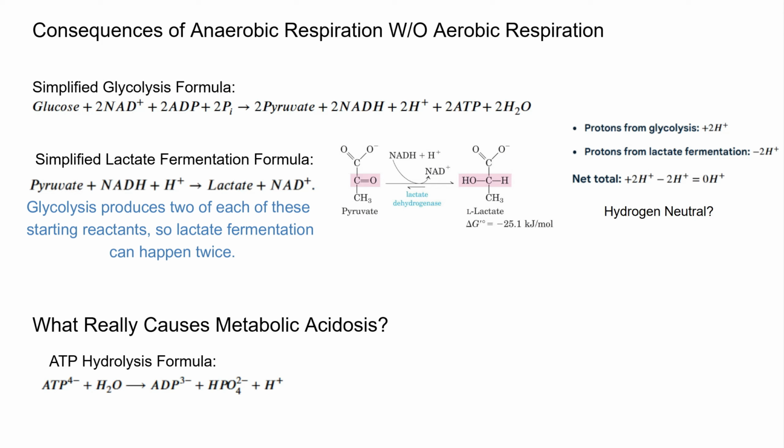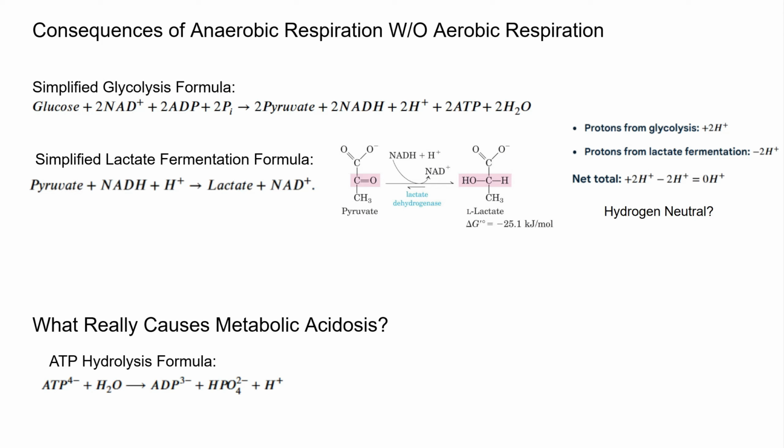Because this reaction should theoretically happen twice, thus recycling those hydrogens, this leads us to the currently accepted mechanism of hydrogen proton induced metabolic acidosis, which is ATP hydrolysis. The formula for that can be seen down on the bottom of the slide. As we can see here, the hydrogen proton is hanging out as a product of this reaction. So, what are we going to do with it? That is a question that anaerobic respiration doesn't really have an answer for, whereas aerobic respiration does.